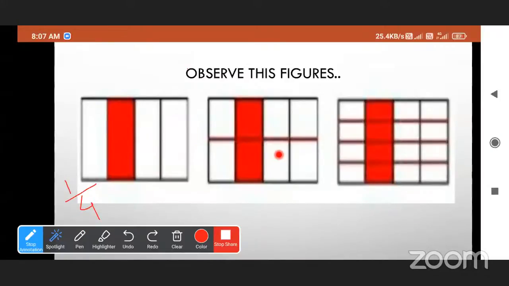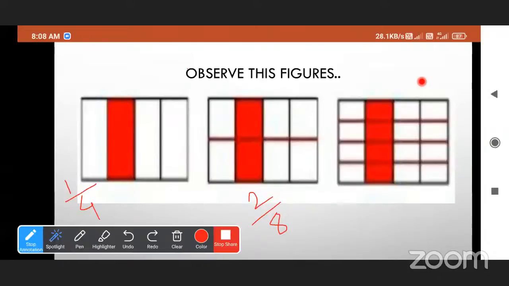How many total parts are here? 8, and the colored parts are 2. So what is the fraction? 2 upon 8. Very good. Now see the third one.